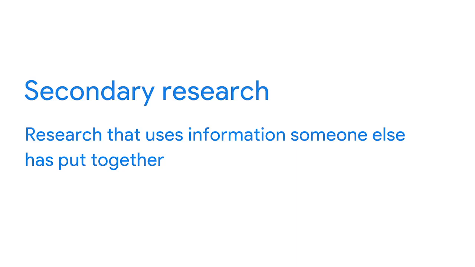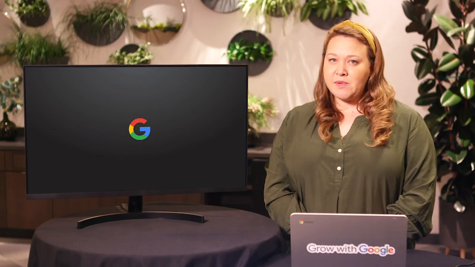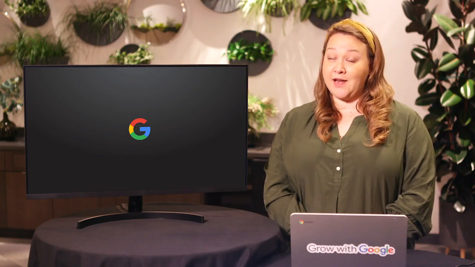Secondary research is research that uses information someone else has put together. Secondary research can be information from books, articles, or journals. You've probably done secondary research before and not even realized it. Did you know looking up the statistics of a sports team counts as secondary research?